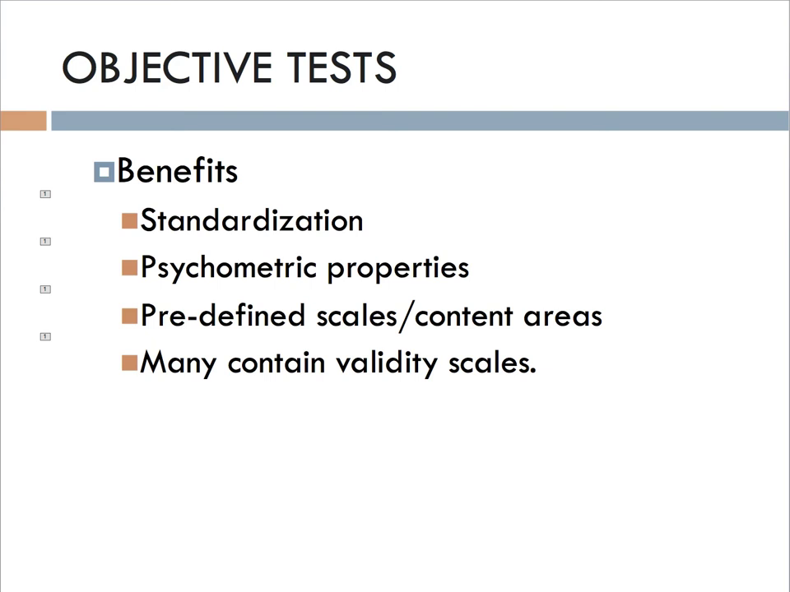Objective personality assessments also have predefined scales or content areas. And what this does is take a bit, though only a bit, of the interpretation out of the picture. So unlike in projective tests, where you're inferring what a statement or a picture means, in objective personality assessment, the content areas are pre-specified. Finally, many, if not most, objective personality assessments also contain validity scales, which allow you to gather information about how the individual approached the test taking.